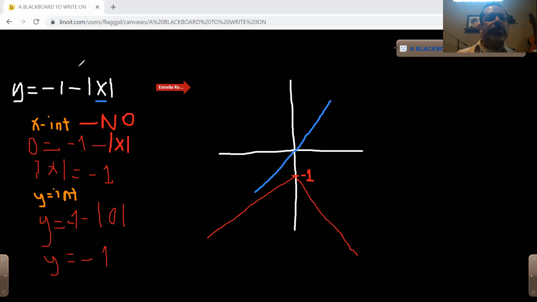Then we have the absolute value. What does the absolute value do? The absolute value turns anything that's negative into a positive. And so the graph is going to be like this.